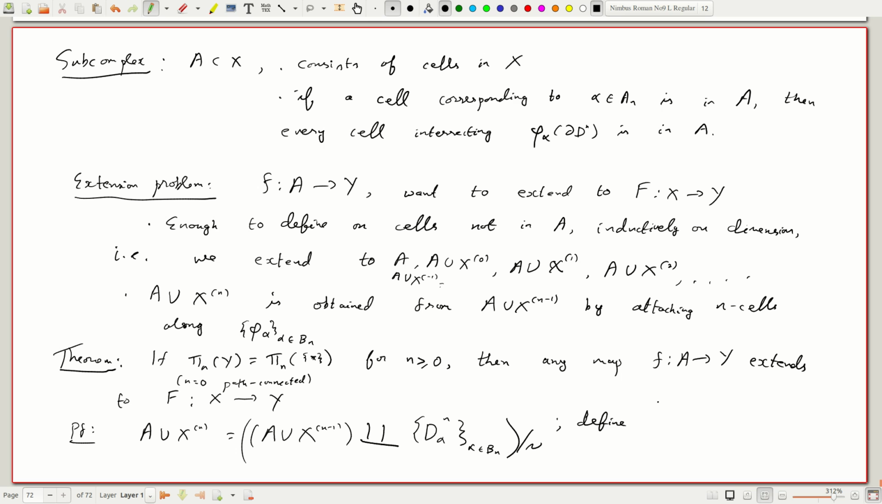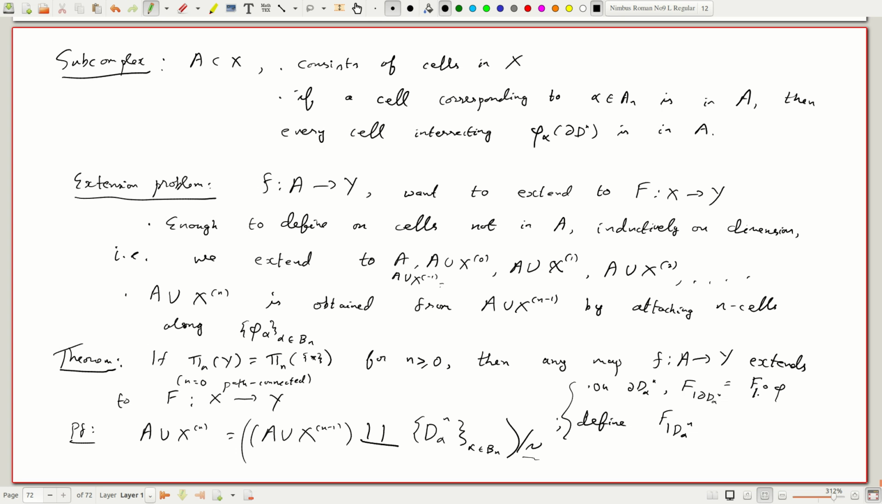Okay, define f restricted to D alpha n. Well, how do I define this? I want to define this with a condition. It has to be consistent with the equivalence relation. Okay, and the equivalence relation is only on the boundary. So on the boundary of D alpha n, we need f restricted to the boundary of D alpha n to be what? Any boundary point is identified by phi. So it's going to be equal to f composed with phi.